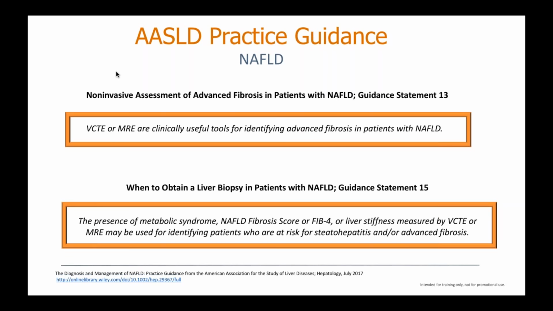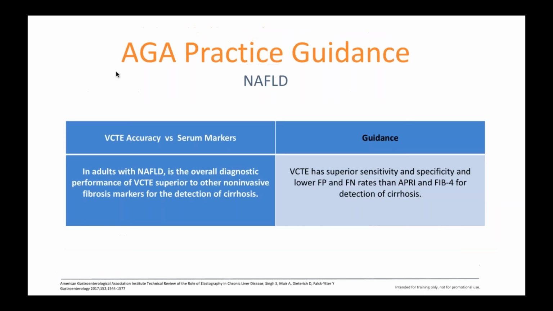They also go on to say that in the presence of metabolic syndrome or an elevated NAFLD fibrosis score or FIB4, liver stiffness done with VCTE or MRE can identify patients who are at risk of NASH or advanced fibrosis. This is a guidance statement from the AGA practice guideline, and here you're seeing they state that VCTE is superior to APRI and FIB4.